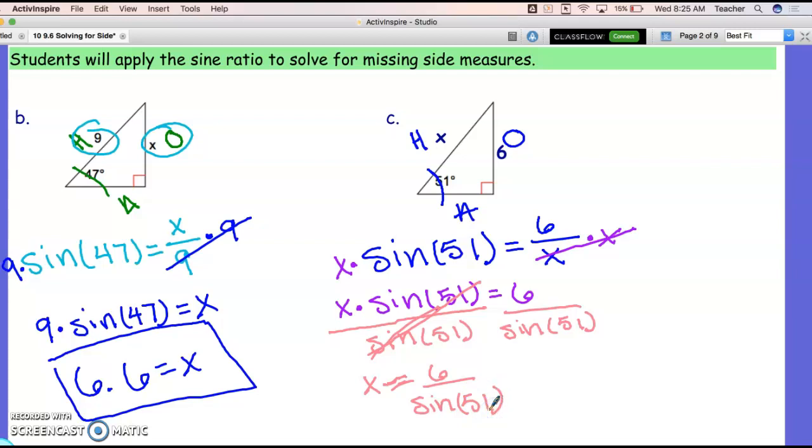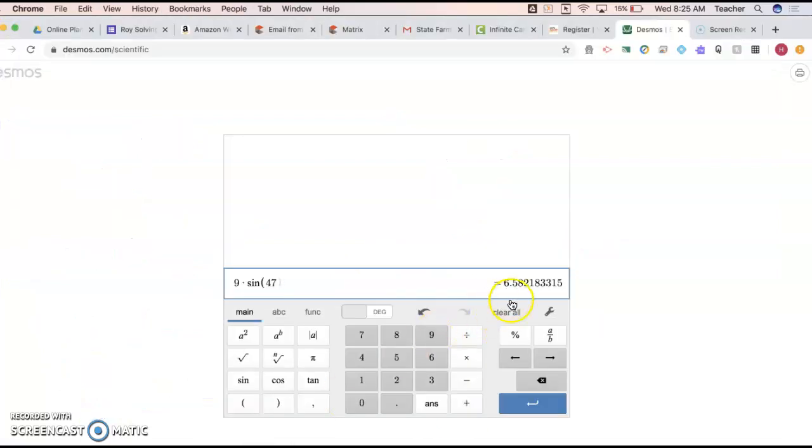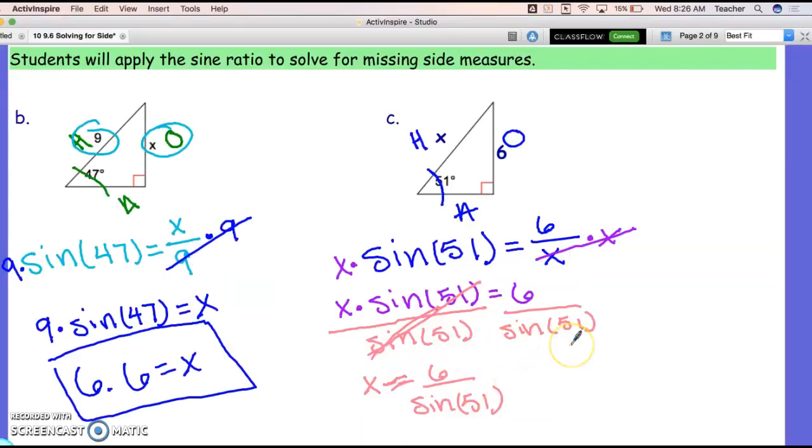To figure out what that's equal to, we're just going to go back to Desmos, clear out what was written in there before. So 6 divided by the sine of 51 gives me about 7.7. So there we go, that missing side is 7.7. And that is how to use the sine ratio to solve for missing side lengths on a right triangle.